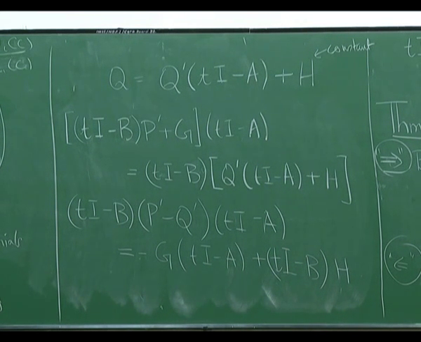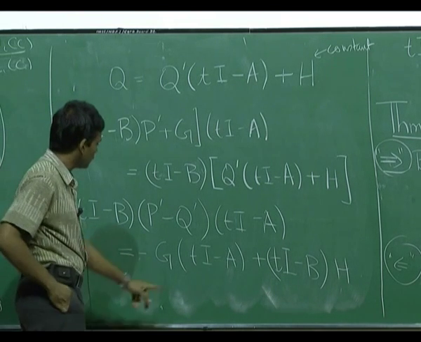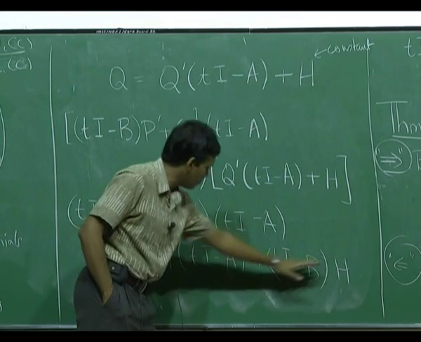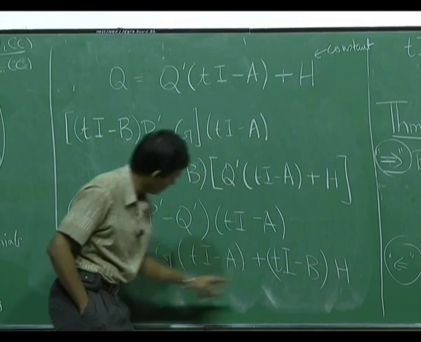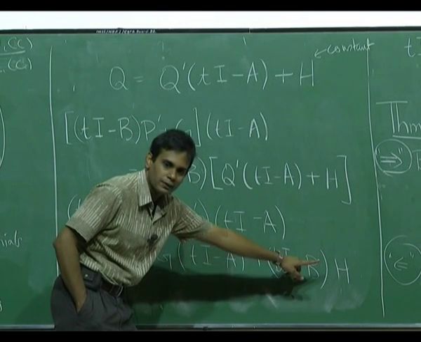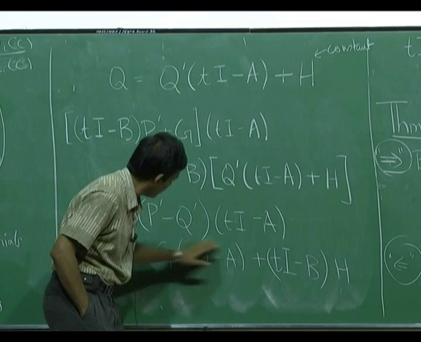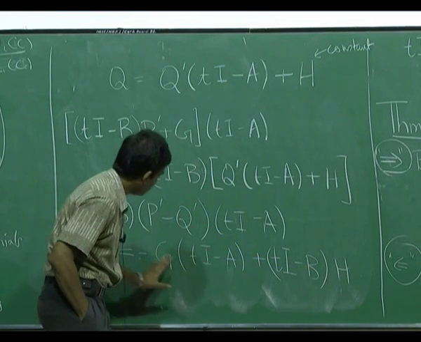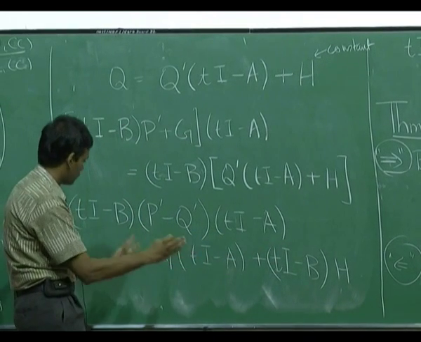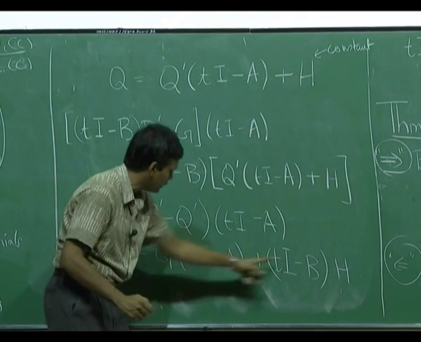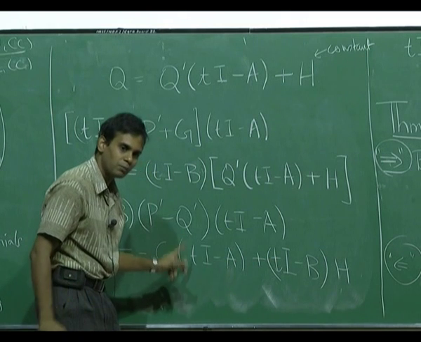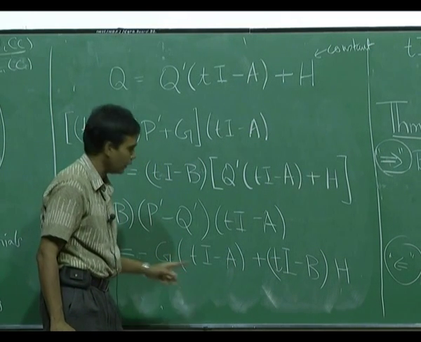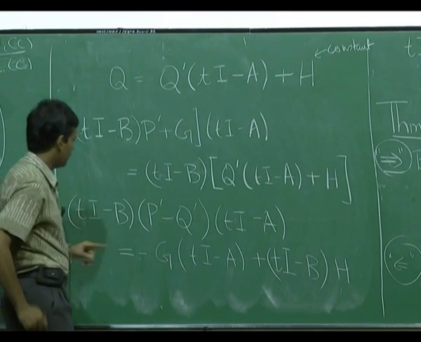Now let's look at these two sides. What's the maximum degree of any entry here? Remember, G and H are constant matrices. So any entry here, A is also a constant matrix, B is also a constant matrix. So when you expand this out and write down the final matrix, every entry here will be degree at most 1. Okay?